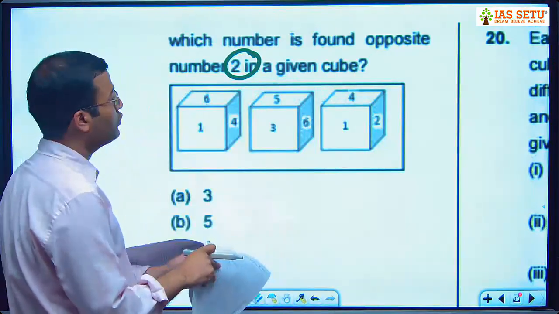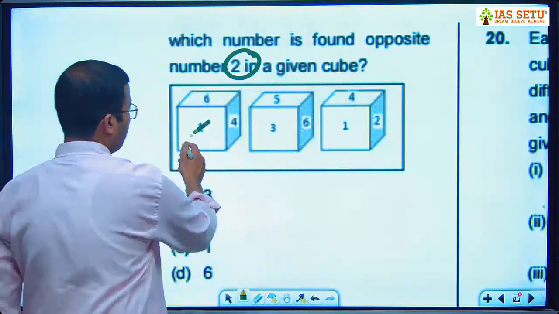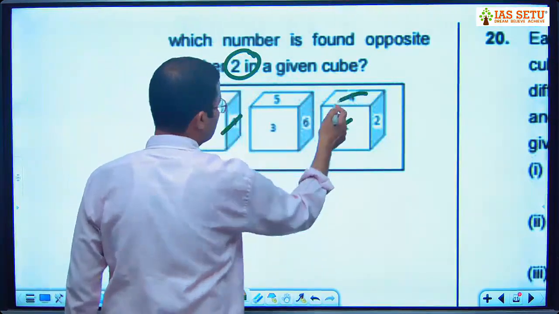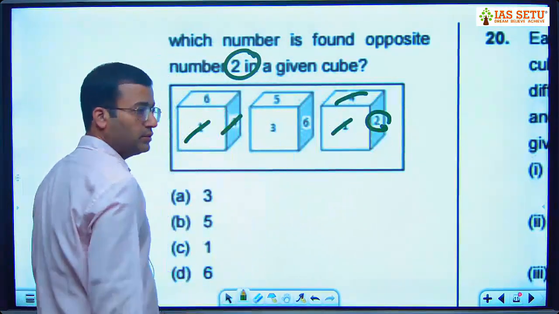इसमें पहला और तीसरा व्यू देखो. 1 and 1 cancel, 4 and 4 cancel. So what is opposite of 2? 6.